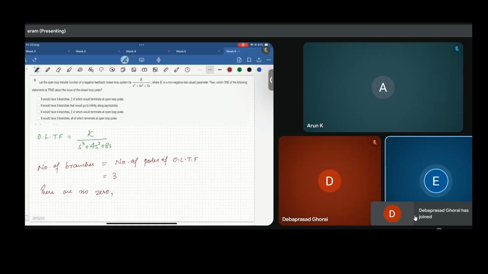Since there are no zeros in the open loop transfer function, in that case the branches will terminate at infinity along the asymptotes. Okay, there will be asymptotes, and they will go to infinity along the asymptotes. So option number 2 is the correct one.